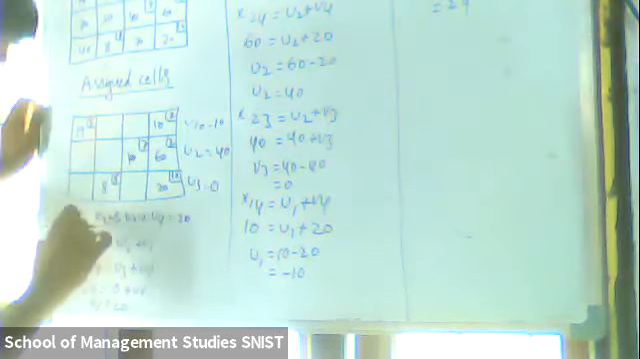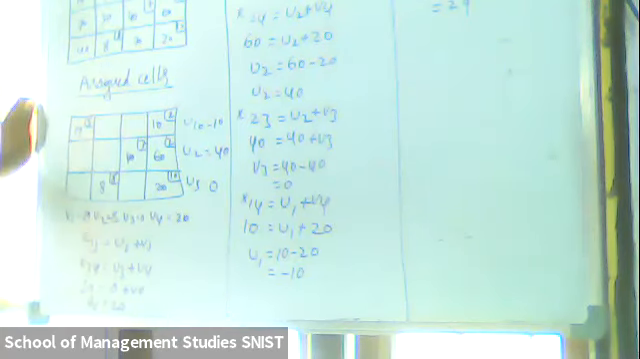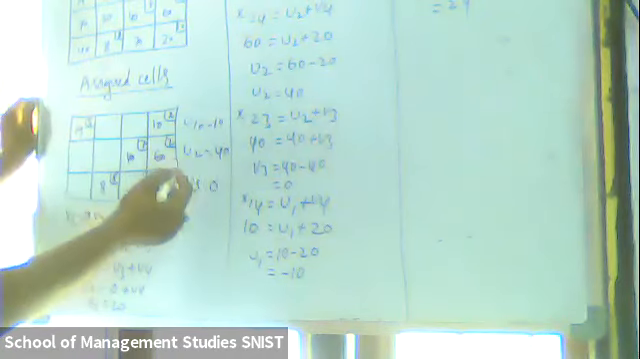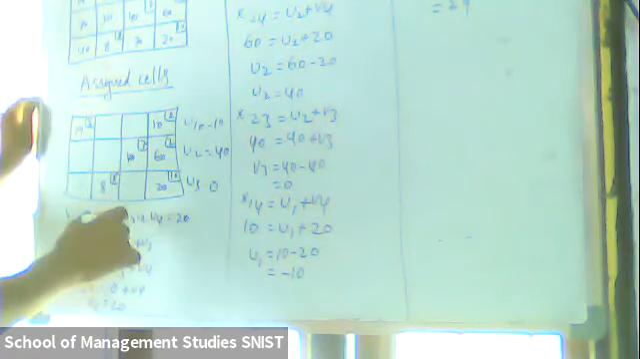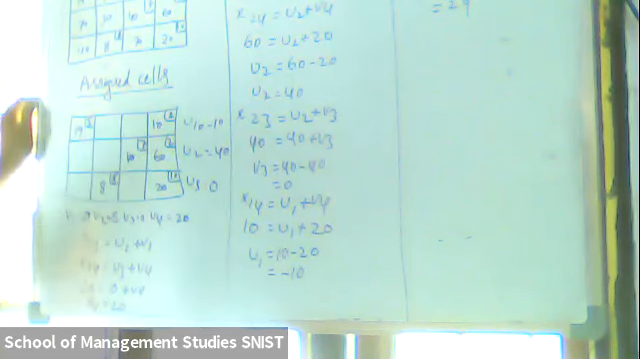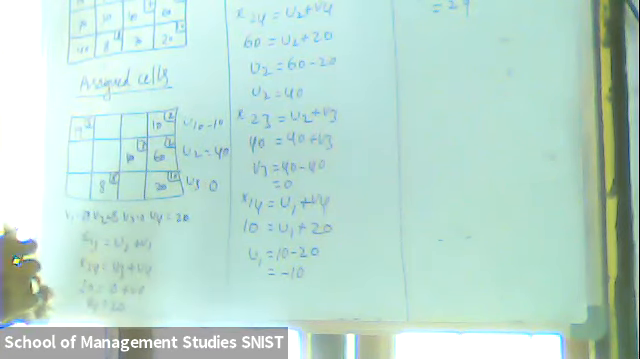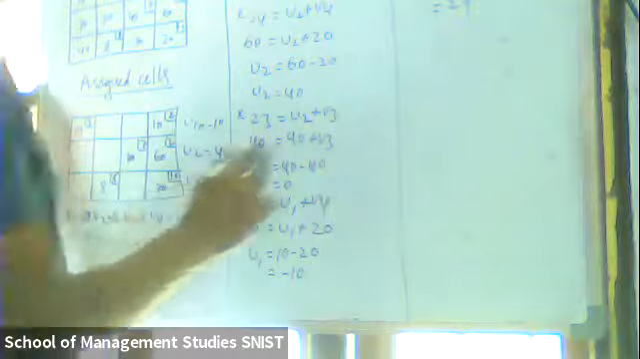So v1 equals 29. Okay, so now we got u1 equals minus 10, u2 equals 40, u3 equals 0, v1 equals 29, v2 equals 8, v3 equals 0, v4 equals 20. Clear? Now, what is the next step?